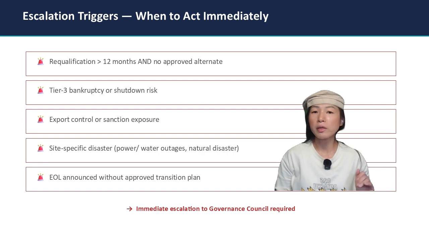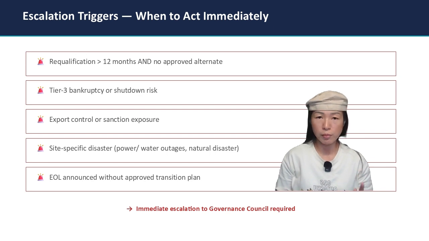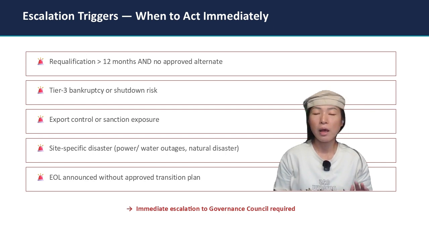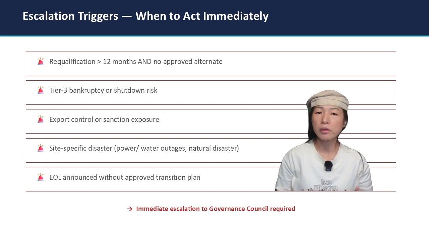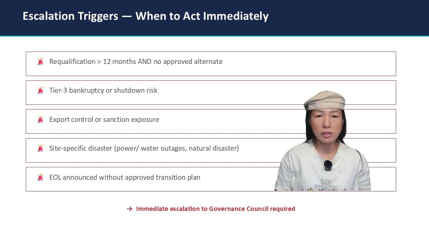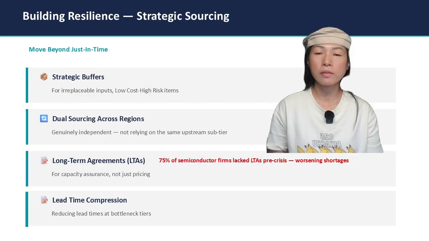Not every risk follows the standard review cycle. These 5 triggers require immediate escalation to the Governance Council, no waiting for the next quarterly review. If requalification exceeds 12 months and there is no approved alternate, you have a critical exposure window. Tier 3 bankruptcy or shutdown risk can cascade rapidly. Export controls or sanctions can make sourcing illegal overnight. Site-specific disaster, power outages, water shortages, floods can take facilities offline for weeks. And an EOL announcement without an approved transition plan means you are on the clock. The governance framework must have a fast lane for these situations.